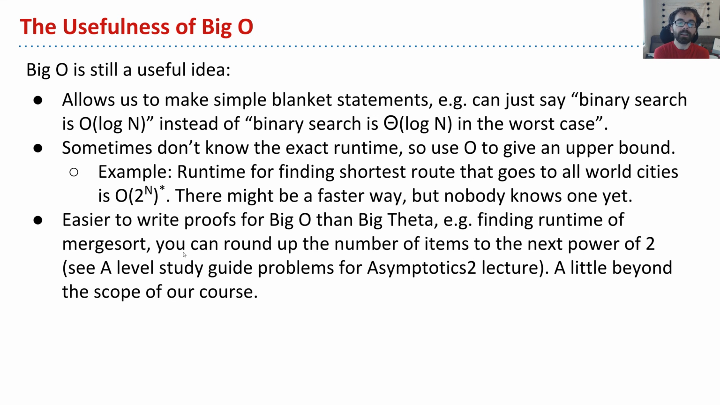And then lastly, sometimes it's easier to write proofs using big O than big theta. For example, in the asymptotics 2 lecture, we took apart the merge sort algorithm and we assumed that our arrays were always a length that was a power of 2 for convenience. Now if I don't want to make that assumption, I can say, let's round up to the next power of 2 and then find a big O bound. That's a little beyond the scope of the class, but I just wanted to put it out there. And if you'd like, you can look at this in the A-level study guide problems for that lecture.